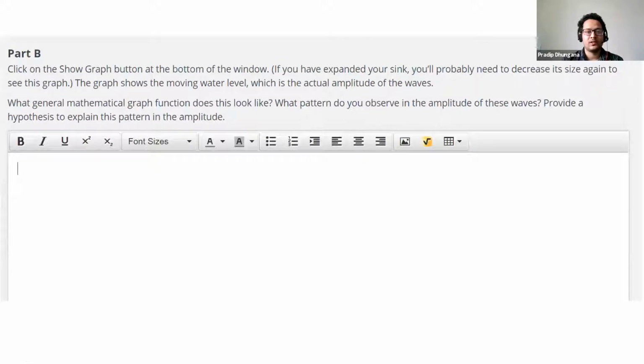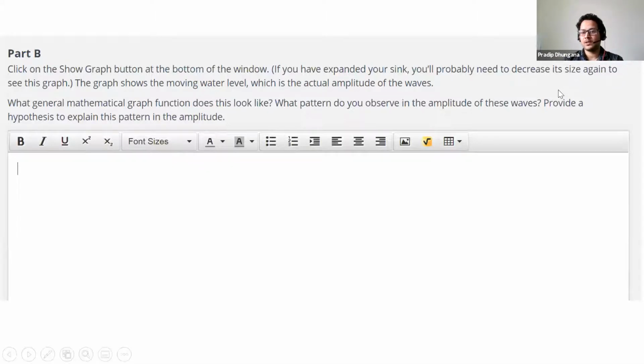The question is, I'll only read that part, okay? What general mathematical graph function does this look like? That means whenever you see that graph function, what does it look like? And then what pattern do you observe in the amplitude of these waves?